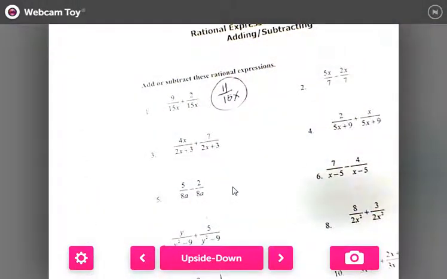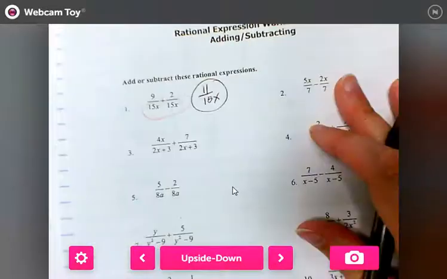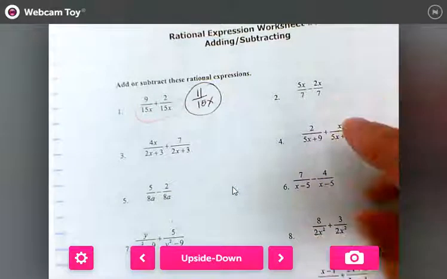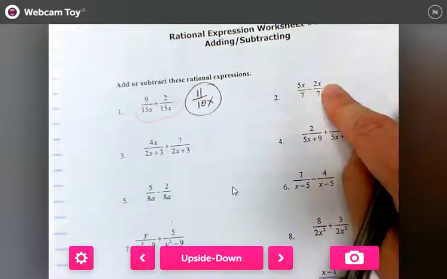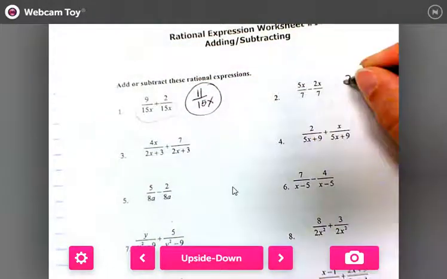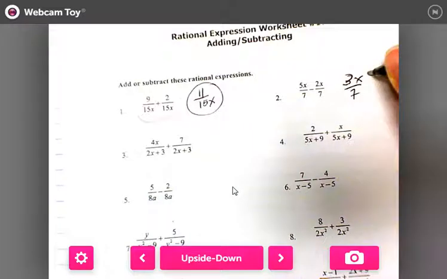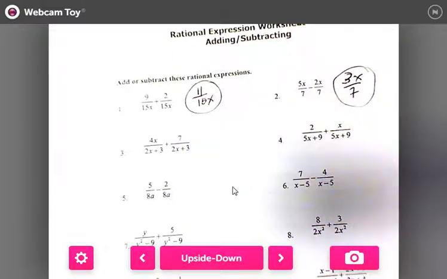Okay? All right, so number 2, the only difference between number 1 and number 2 is that we're subtracting. So 5x minus 2x is just 3x. So we have 3x over 7. How are we feeling about this? 11 over 15x.